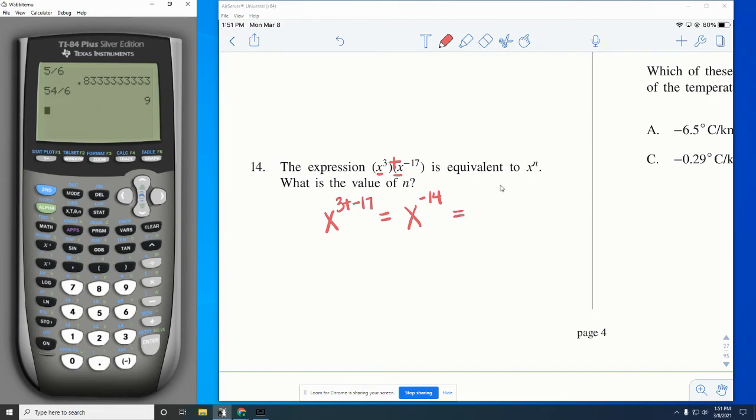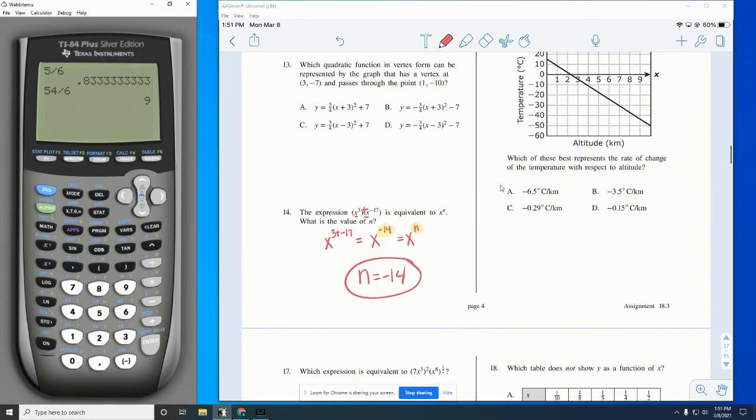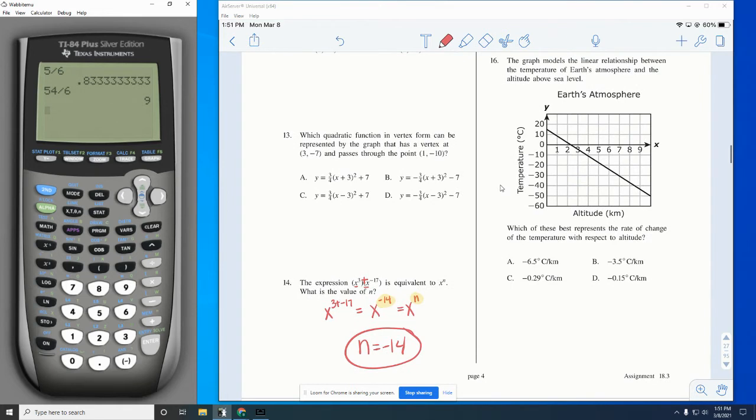Now remember, this is equal to x^n. So what they're looking for here is the n value. So n would equal negative 14, and that's what you would put on your answer document, or for the Schoology quizzes, you would type those into Schoology as negative 14. N equals negative 14.